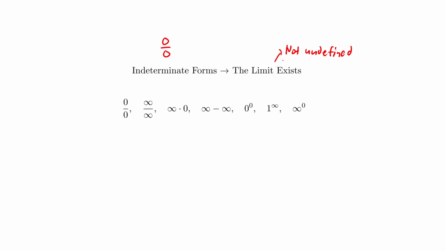So the idea is that if you try to do direct substitution, and you get one of these forms here, 0 over 0, and so on, that's an indication that the limit exists and it's not undefined. Keep in mind here that these are not the answers, okay? These are not the answers.